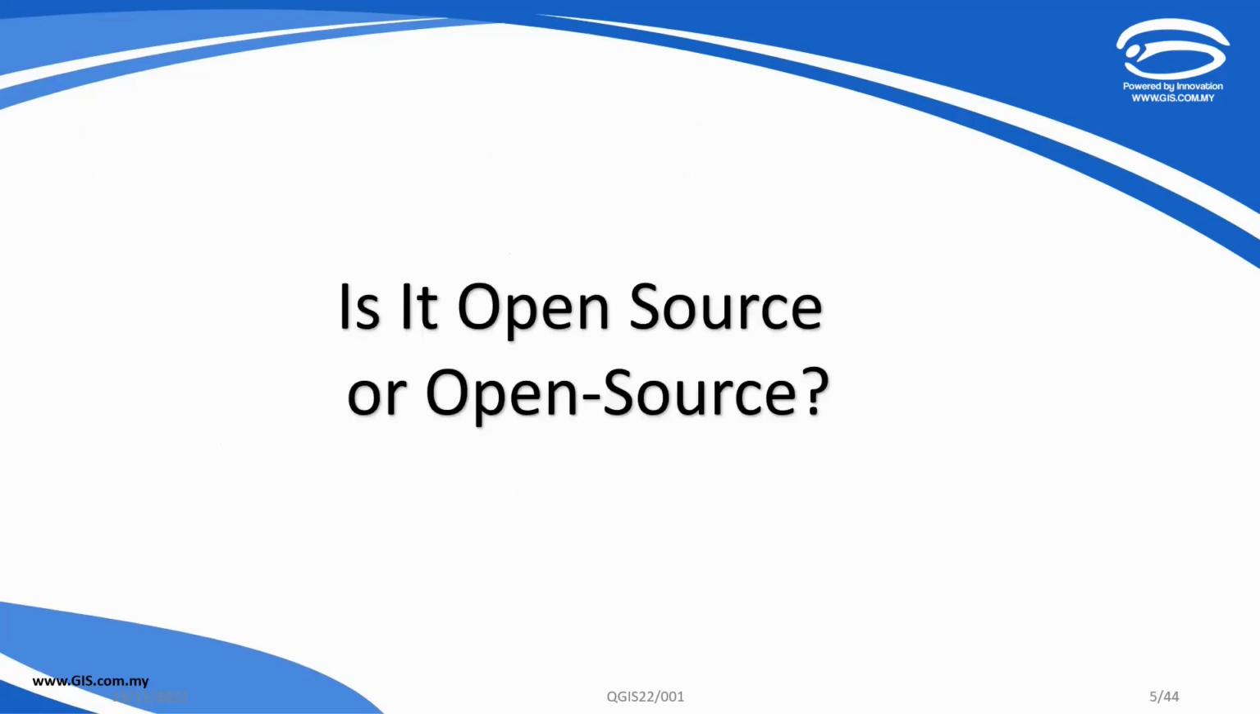So is it open source or open-source? The right spelling is either one. You can say open source with a space, or open-source with a dash. In the webinar title, I made a mistake. I put it in one word, opensource. That is not correct, so we will be doing the correction. It doesn't have to be capital letters for each, but just open source or open-source.